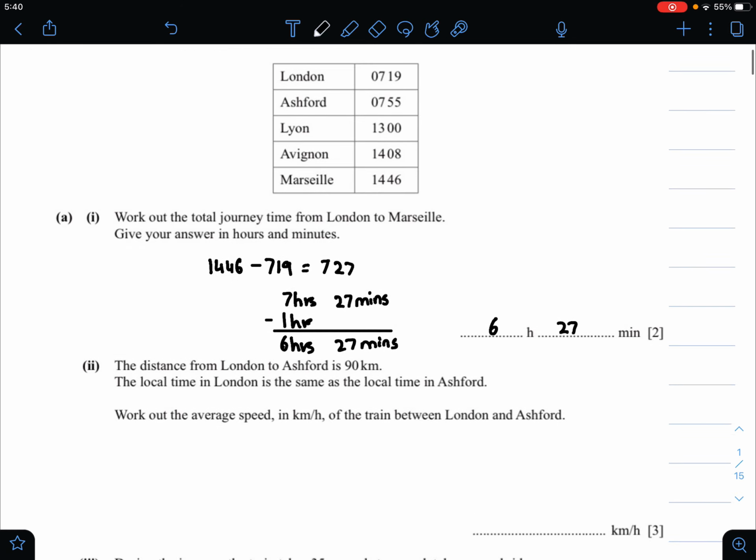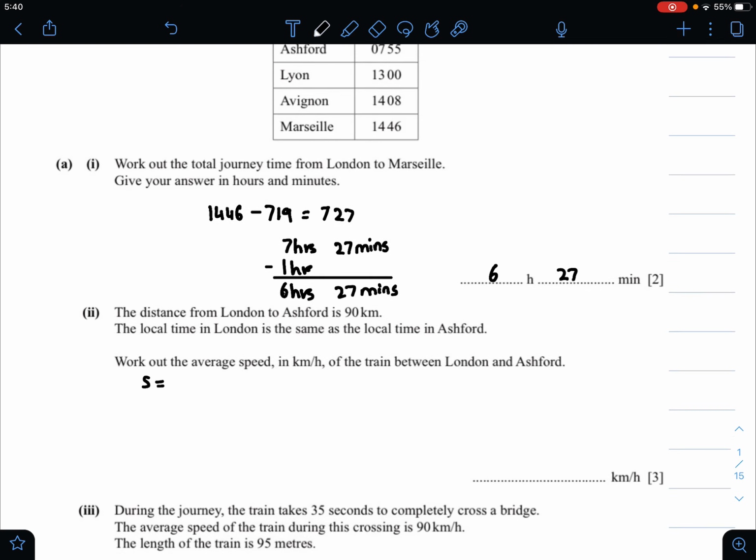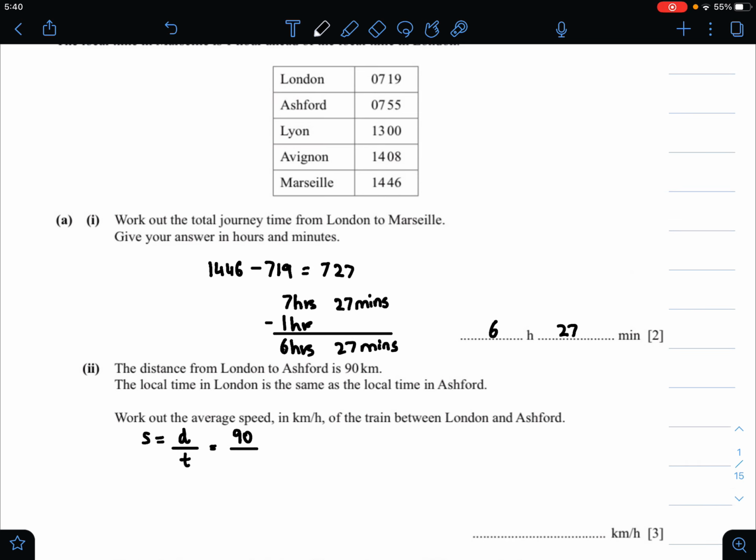For part A2 they are telling us that the distance from London to Ashford is 90 kilometers. The local time in London is the same as the local time in Ashford. Work out the average speed in kilometers per hour of the train between London and Ashford. Okay, so speed is equal to distance by time. The total distance they've given us is 90 kilometers, and the total time would be in the table, from London to Ashford. So all you need to do is take the difference of 755 and 719. You'll get the answer as 36.